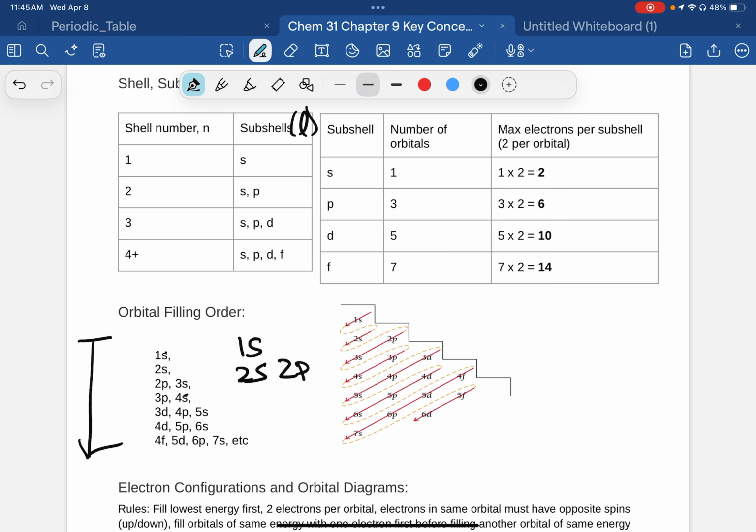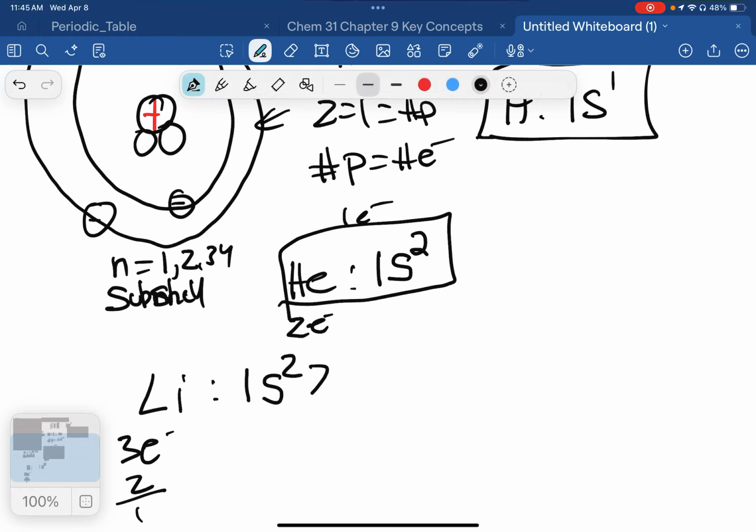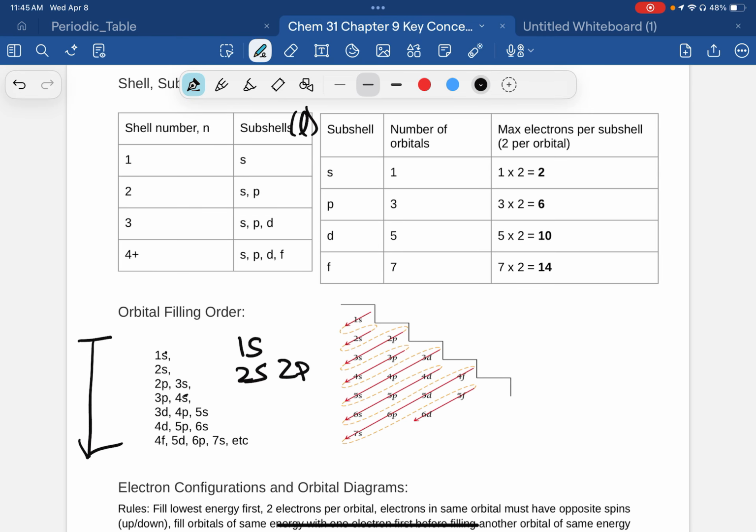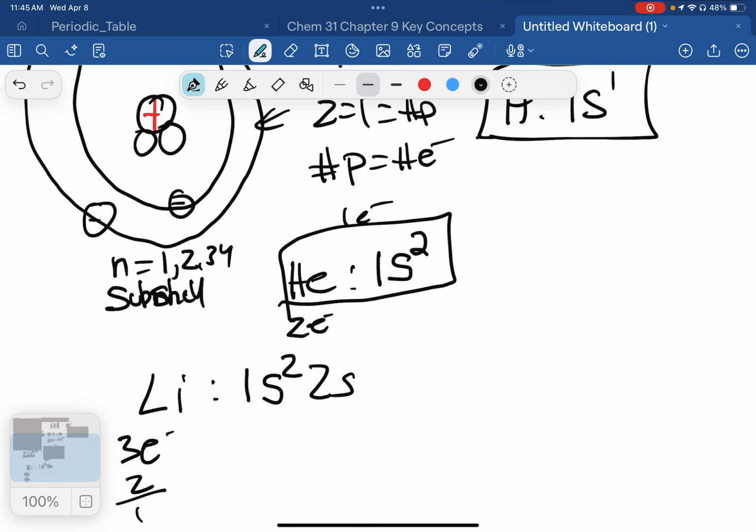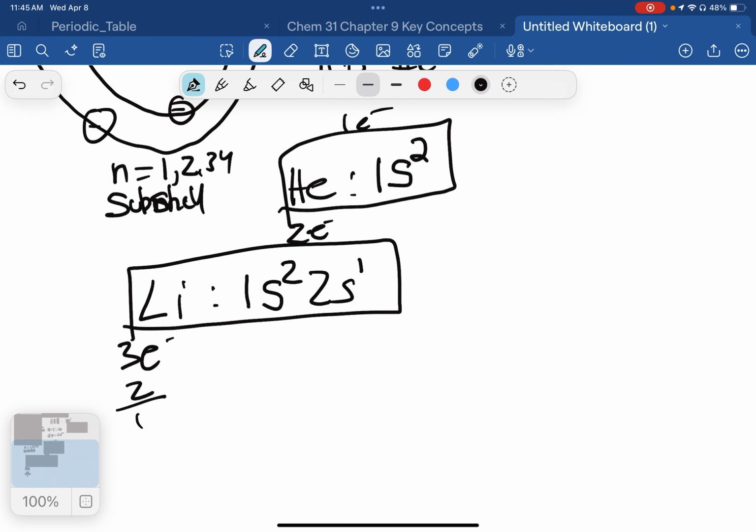So then we've got to say what else happens after that. Well, from 1s, then you go to 2s, and we know that all s orbitals will only hold two electrons. It can hold two electrons, but you only have one left, so we're going to put it there. We now know that the electron configuration of lithium is 1s2, 2s1, and that's how you would write it. And you can count. 2 plus 1 is 3. That equals the number of electrons, and so you know you've done it right.